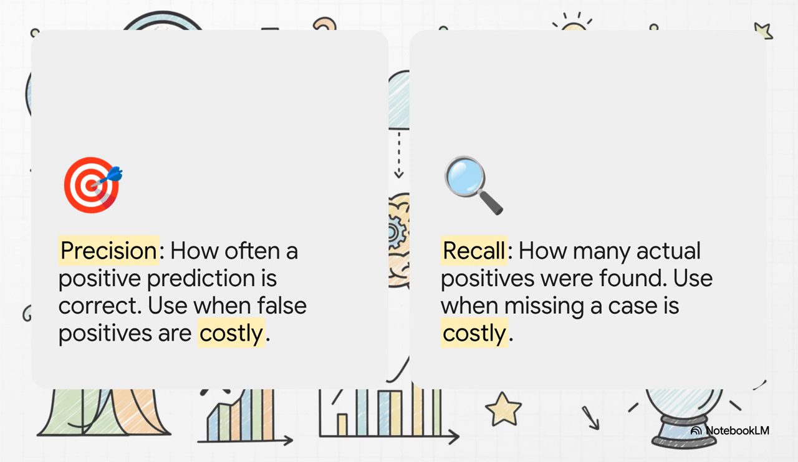Precision asks this: of all the times my model predicted yes, how often was it actually right? This is super important when being wrong is expensive. Think about a spam filter that deletes an important email. That's a false positive, and it's costly. Recall, on the other hand, asks, of all the yes cases that were actually out there, how many did my model manage to find? This is what you care about when missing a case is the real disaster, like a model failing to flag a great sales lead.